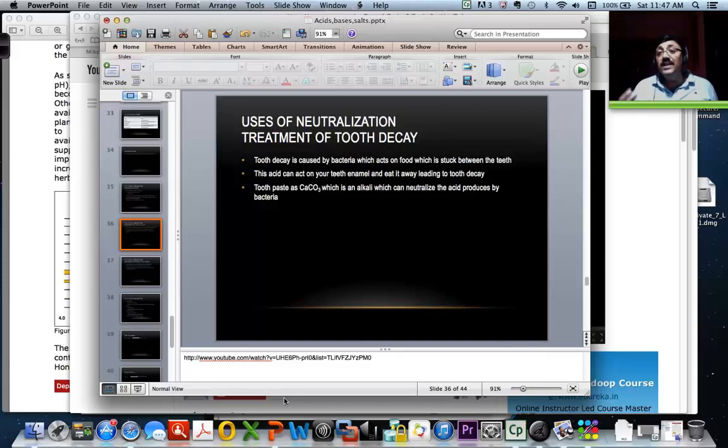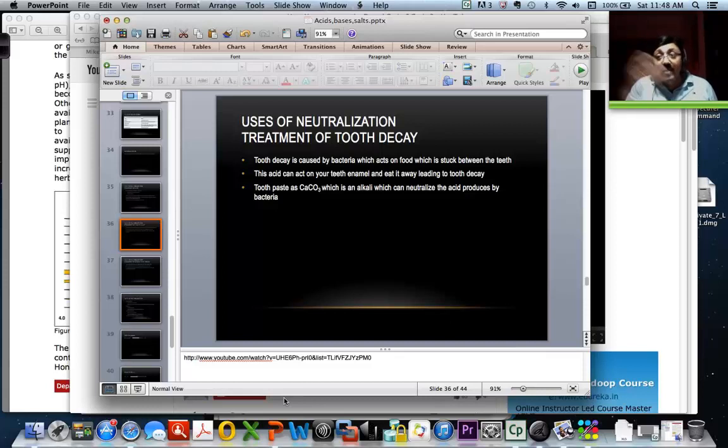Now, how does a toothpaste help? The toothpaste has got basic substances like calcium carbonate. It's basic. So what happens? It starts neutralizing these acids. That's one reason, right? Now, the toothpaste does a lot of other things too, but I'm saying it also takes care of neutralizing these acids produced by the bacteria as it feeds on these food materials which are stuck between the teeth.